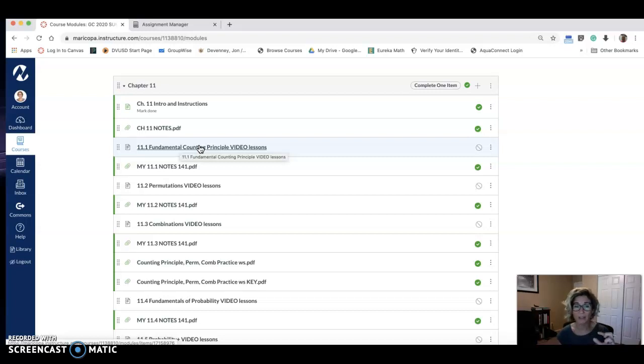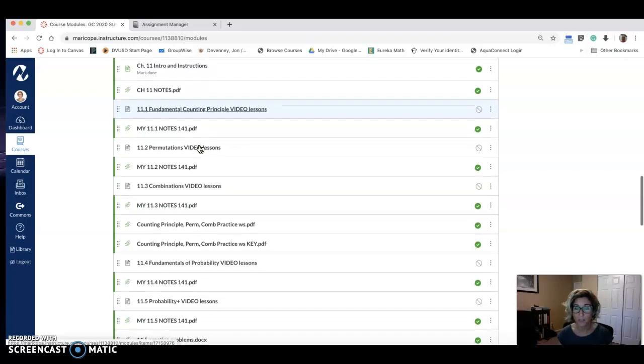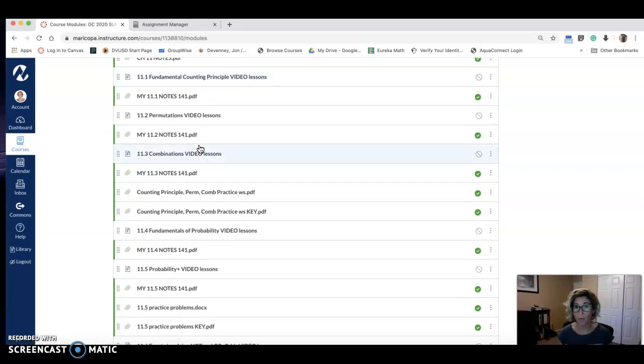We're going to start off kind of slow in 11.1, 11.2, and 11.3. But what we're going to do is get a little bit more complicated after that, because we're going to start adding those all together and then adding probability.